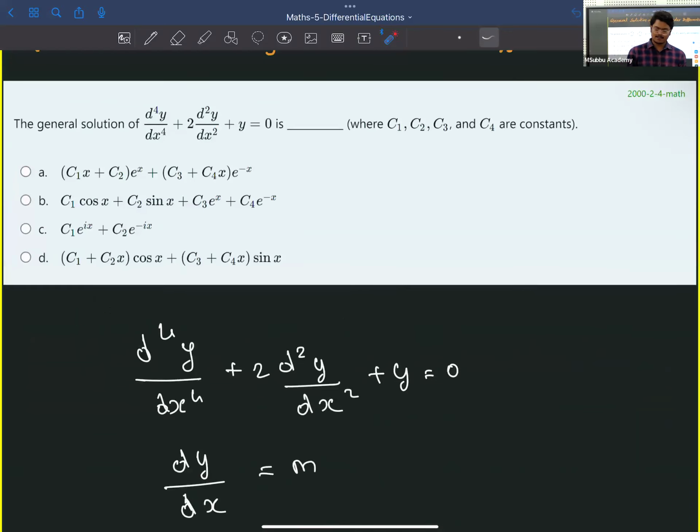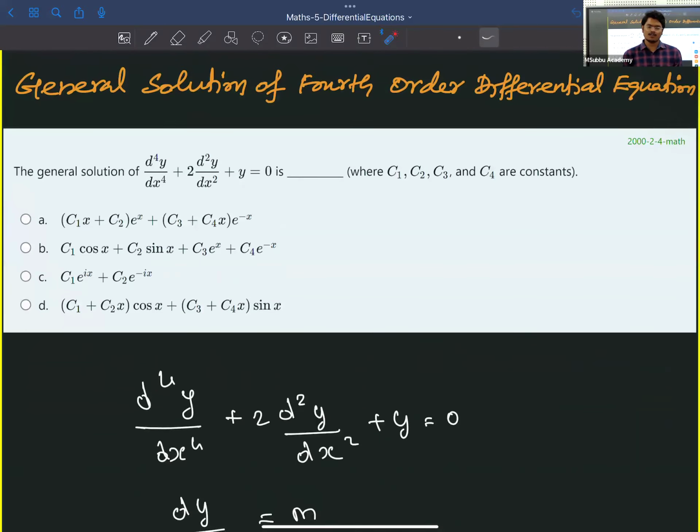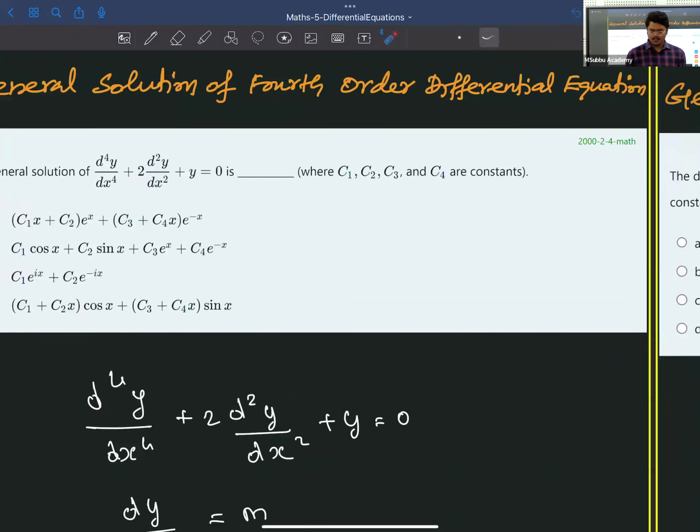We have different other models also for complementary functions. We'll look into the upcoming problems so that from those you can learn which complementary functions go with what type of roots. Okay, moving on to the next problem.